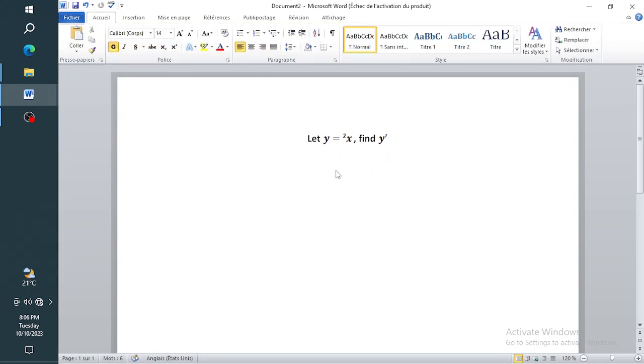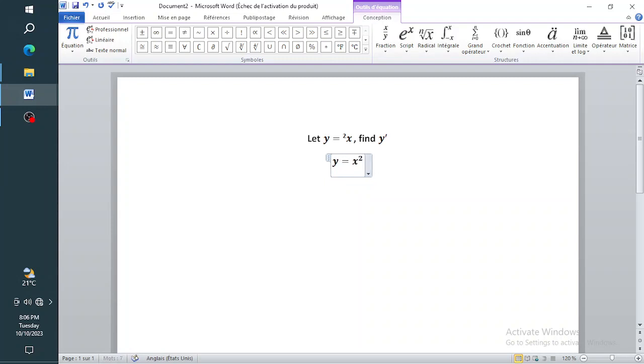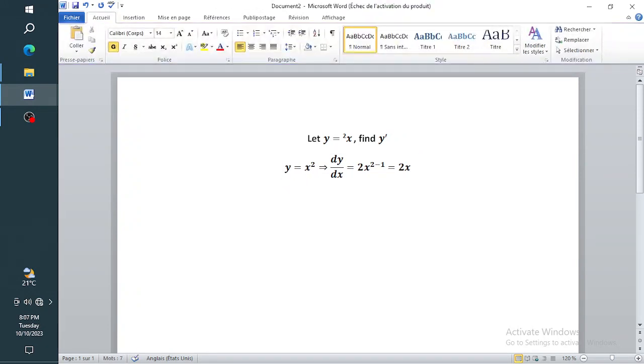I know that if I give you y equal to x squared, to differentiate with respect to x the first time, you're just going to tell me that dy/dx is simply 2x to the power 2 minus 1, which is 2x clearly. Now let's talk about something first before we come back to this.